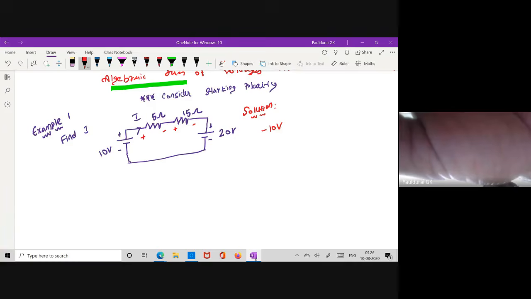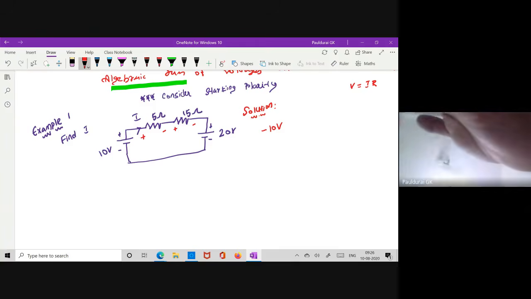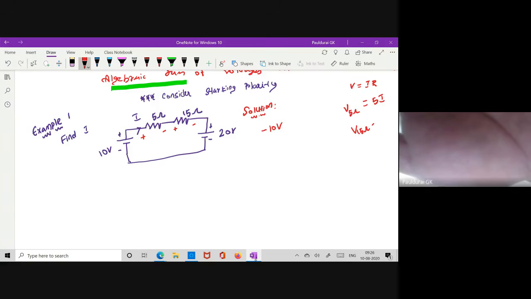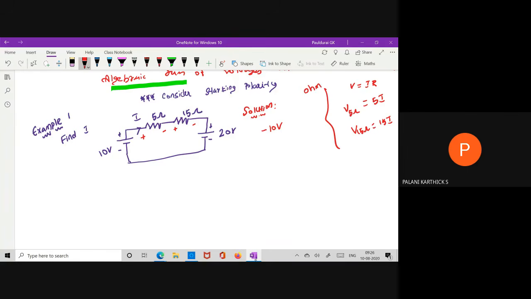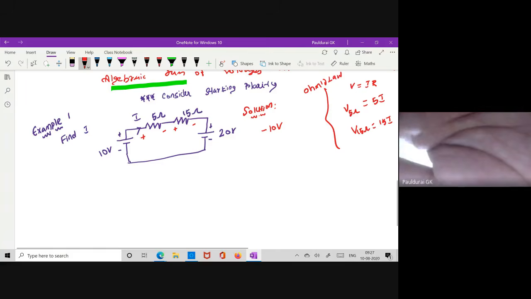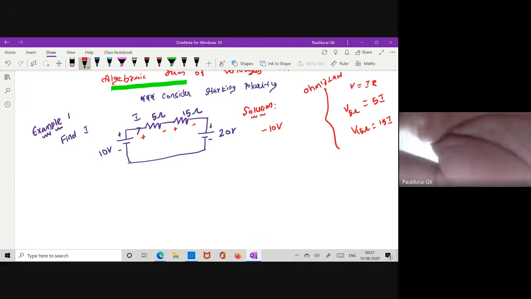So what is the voltage across 5 ohm? We know Ohm's law, V equal to I times R, right? I want to find the unknown current I. So now keep I as it is. And what's the value for R? 5. So the voltage across 5 ohm is 5I. Similarly, the voltage across 15 ohm is 15I. Any doubt in this? This is from Ohm's law. So simple application of Ohm's law and KVL will give you the current.